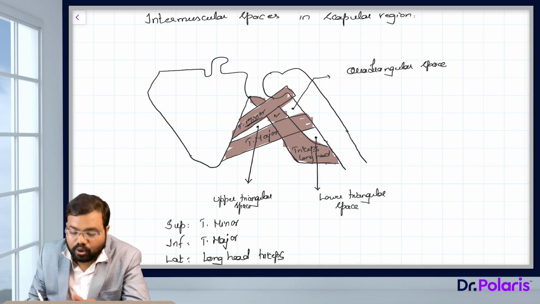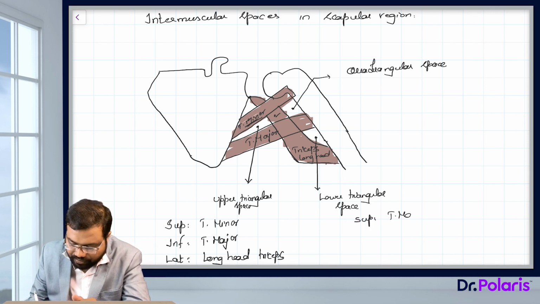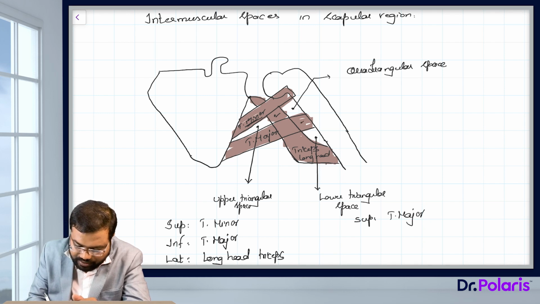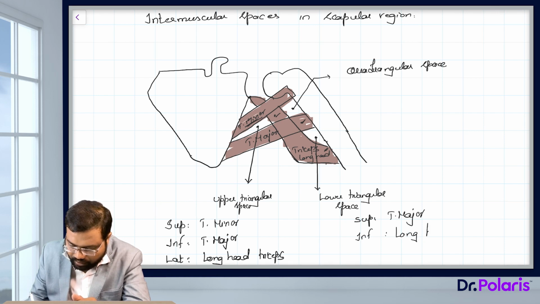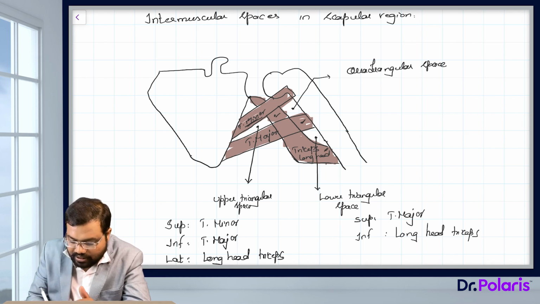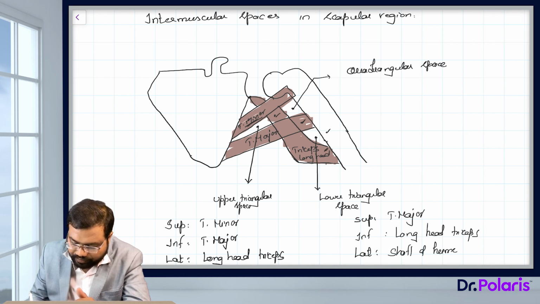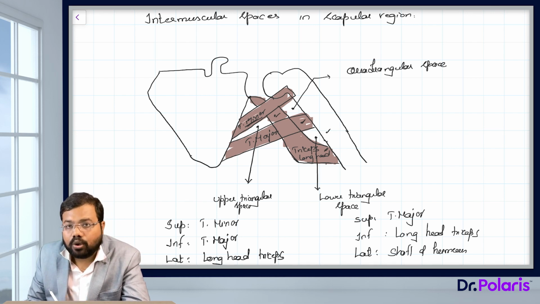Whereas in the lower triangular space, superiorly we have the teres major, and inferiorly we have the long head of triceps. And what is present on the lateral side? It is the shaft of humerus. This is for the lower triangular space.